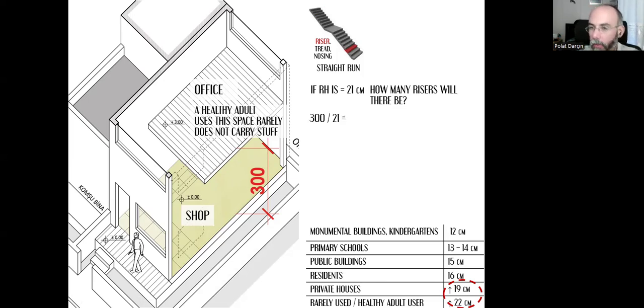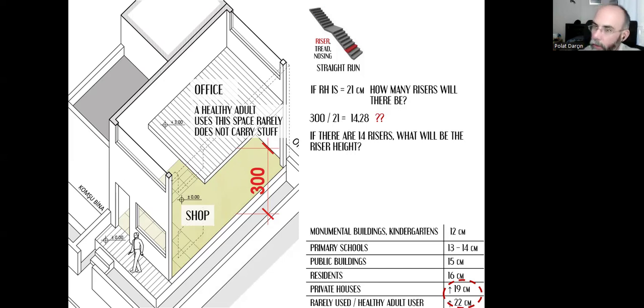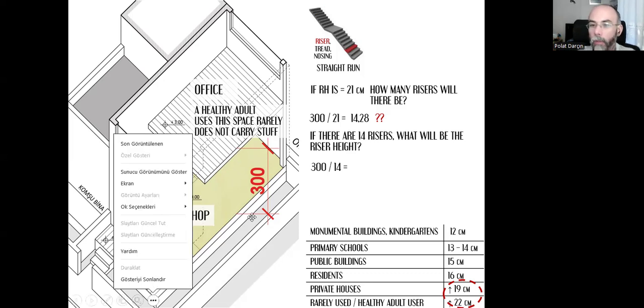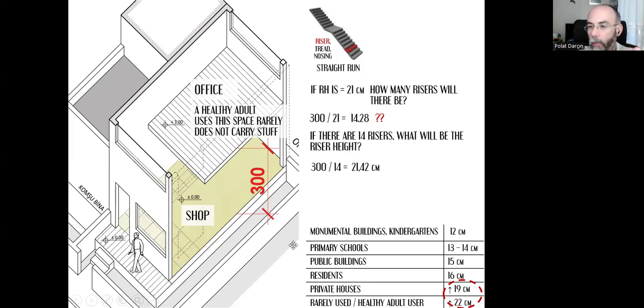We need to divide 300 centimeters by 21. That gives us 14.28 risers. That cannot be the riser number. We cannot have that many risers. But we can recalculate: if there are 14 risers, we can have 14 risers, obviously. What will be the riser height? When we do the math, we will have 21.42 centimeters for the riser height. That's something we can construct.